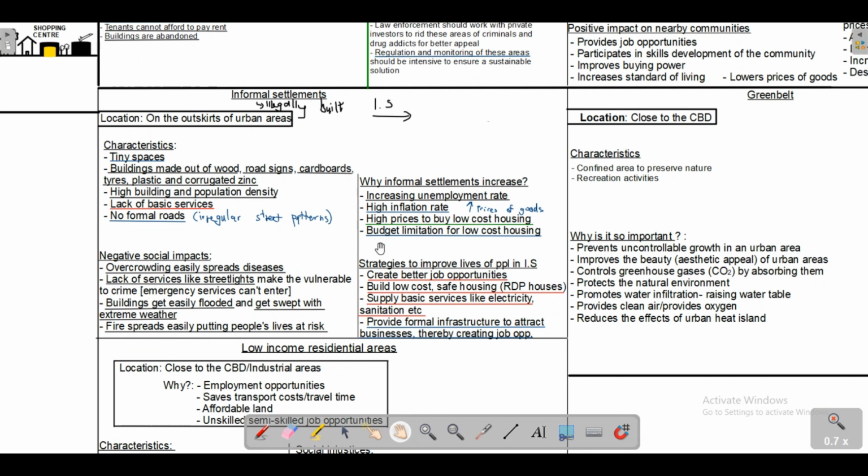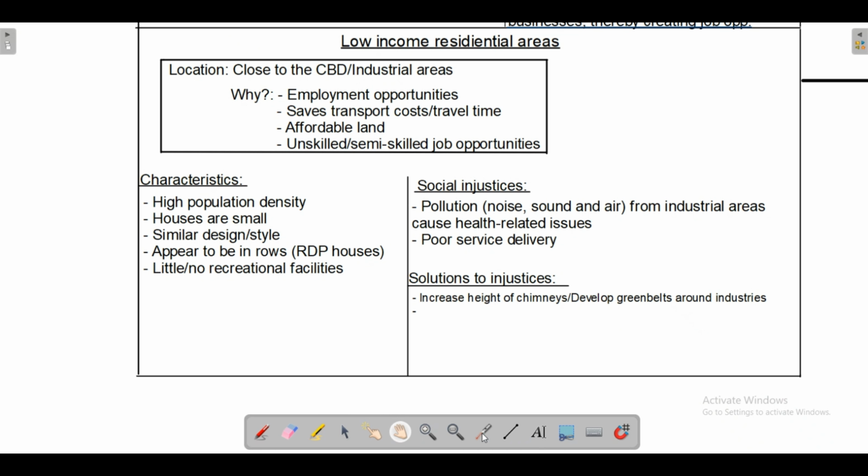Okay, question 1.5. So informal settlements as well as low income residential areas. That's low income residential areas. So informal settlements and low income residential areas are going to be close to industrial areas. Especially for low income residential areas, they are going to be close to the CBD. Close to the CBD, that's close to work.